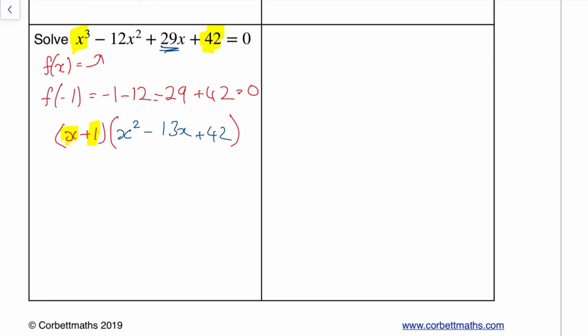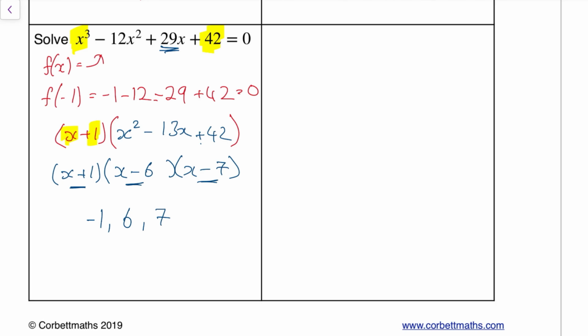But that's not finished. I can factorise further. So it's going to be x plus 1, then x and x. Because this is a plus and that's a minus, they're both going to be minus. Which two numbers multiply to make 42? Well, it's going to be 6 and 7, isn't it? So it's going to be x minus 7, x minus 6. This is a great question, which means the answer is going to be -1, 6, and 7. So -1 from here, 6 from here, and 7 from here.